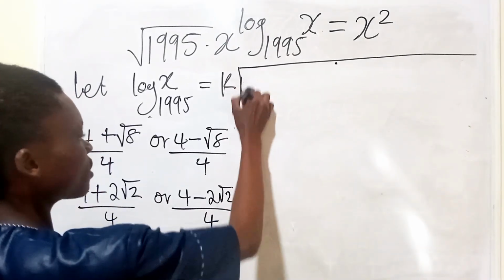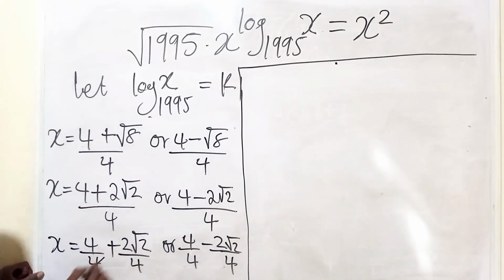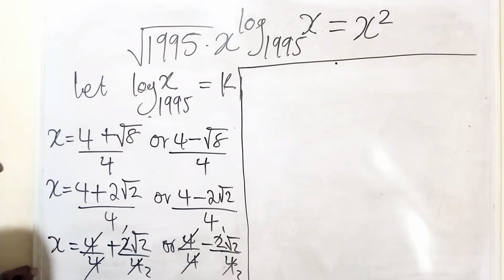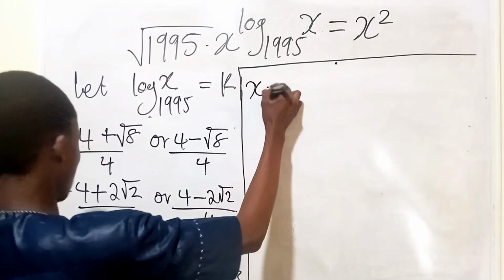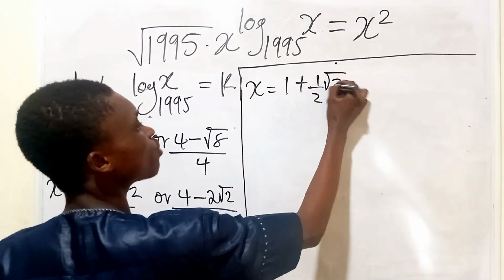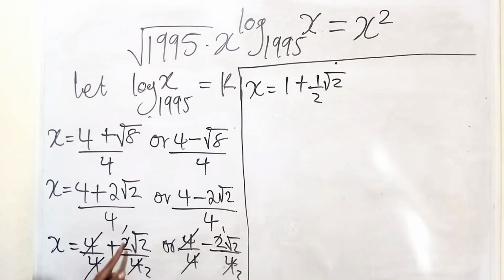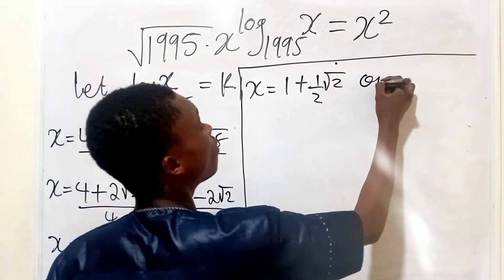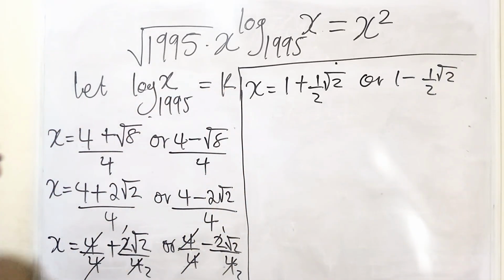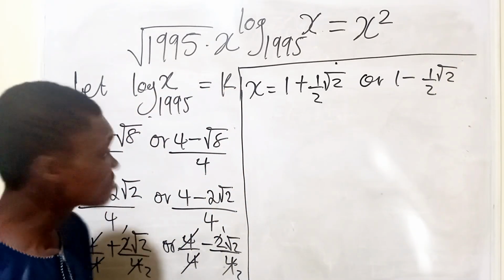You will see that 4 here cancels out 4, 1. 2 goes here, 1, 2 goes here, 2. 4 here cancels, 2 here, 1, 2 here, 2. So we have that x equals 1 plus 1 all over 2 multiplied by the square root of 2, so 1 over 2 is remaining, or 1 minus 1 all over 2 multiplied by the square root of 2. So we found our two values of x.